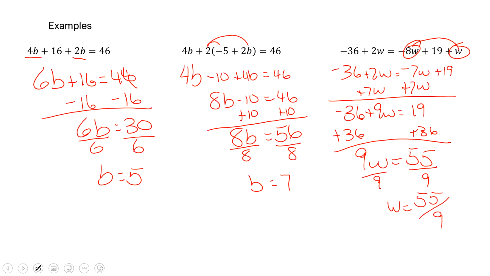Like I said, we can leave that as a fraction. You do not have to do the math out to get a decimal. You don't have to reduce it to a mixed number. You can just leave it as 55 over 9. I am perfectly happy with doing that and giving you credit.